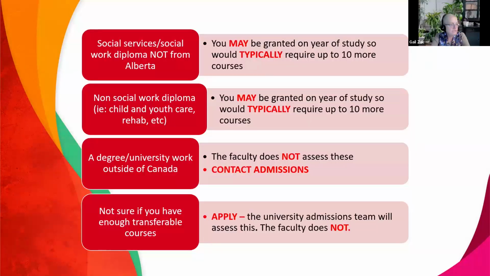I have a degree from a university in Australia, or I have a degree from a university in Kenya, or I have a degree from a university in Argentina. We do not assess those. We don't know how they're going to transfer. We have no idea. You need to contact admissions, not our faculty, but the admissions team at the University of Calgary. They are great at doing those assessments.